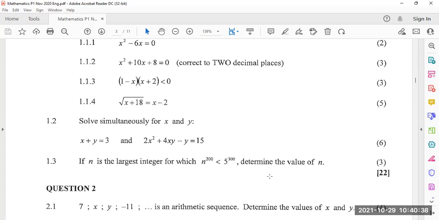But then let's see, what is it that you're asked to do here? You're saying to us, if n is the largest integer for which n exponent 200 is less than 5 exponent 300, determine the value of n. So you want us to determine the value of n there, which we are just simply going to work out through what we see there. Okay, so let's see, how are we going to work this out?